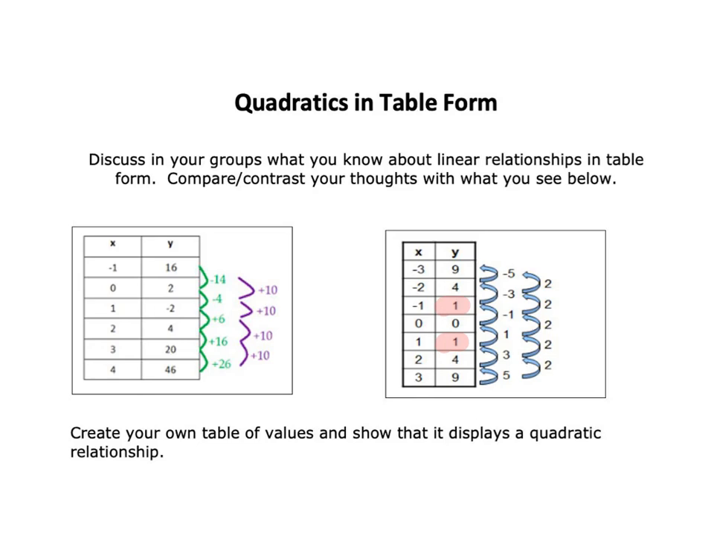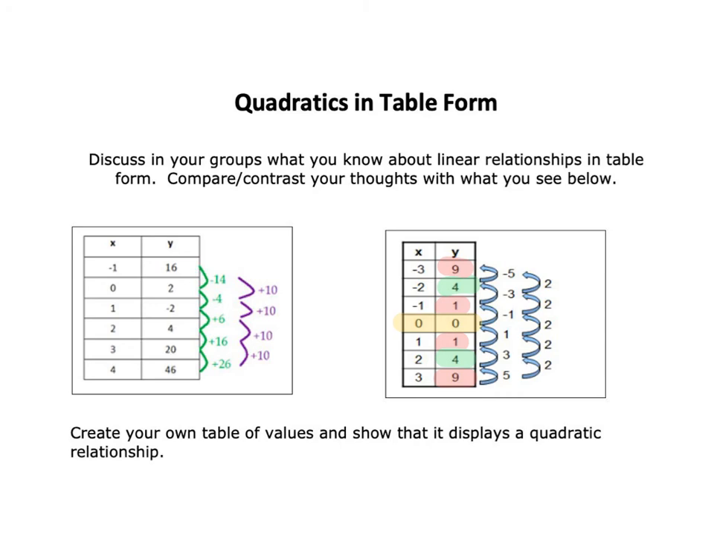You see how 0, 0 that I'm highlighting must be the vertex, and then it goes 1, and then it goes 4, and then it goes 9. So it's got this nice symmetrical relationship, but you're not always going to see that. So now I'm told to create my own table of values and show that it displays a quadratic relationship. So I'm just going to pick something that I know is quadratic to develop my table.